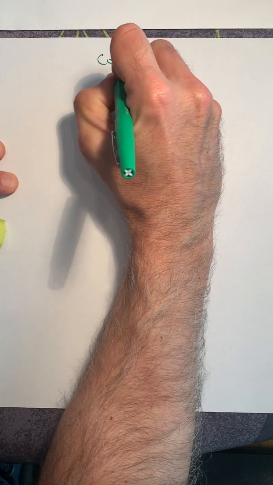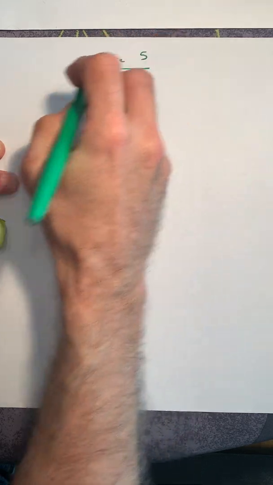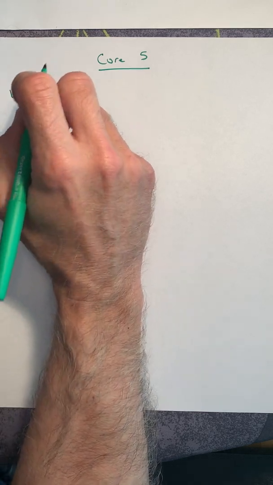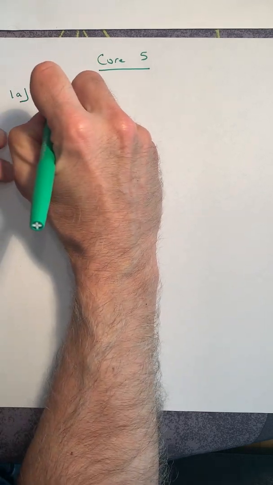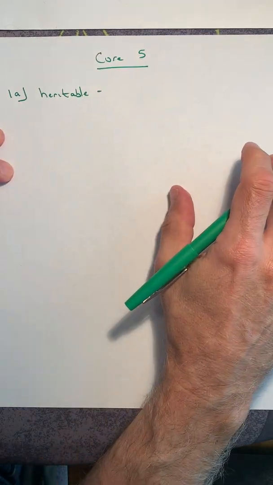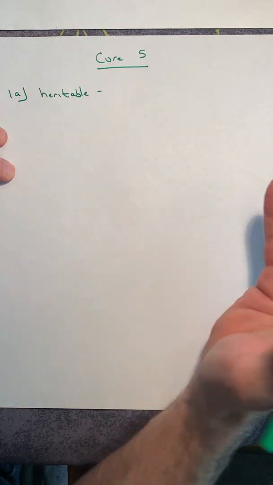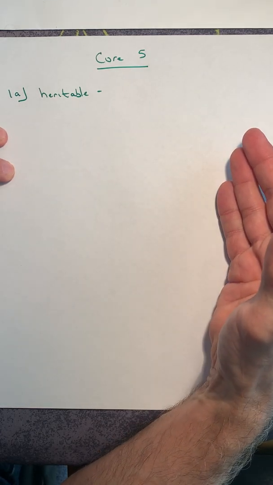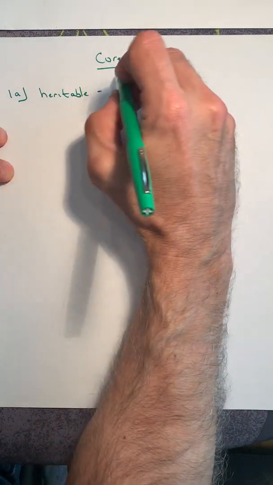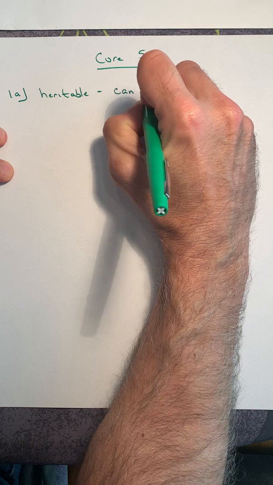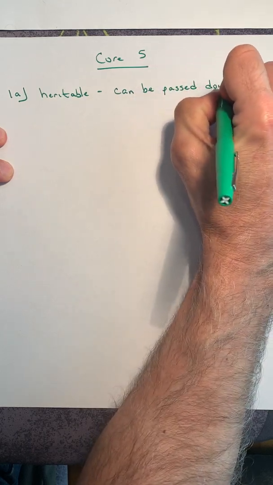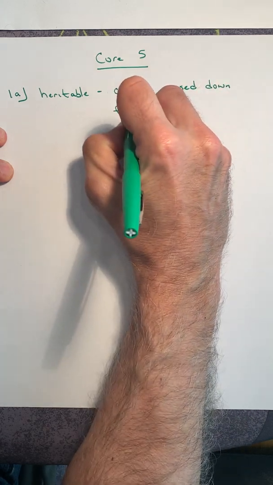So this is Core 5, question 1a. So it says heritable characteristics. Well, what does heritable mean? As in inheritance. If I have a family member that passes away and they leave some of their items or their money to me, that is my inheritance. So what does heritable mean? This is anything that can be passed down from parent to offspring.